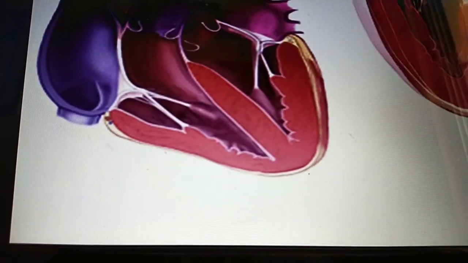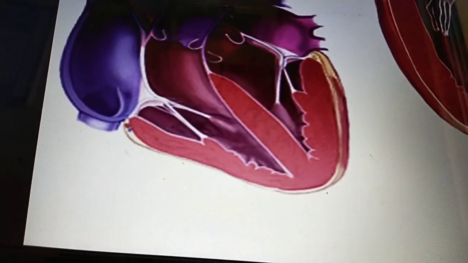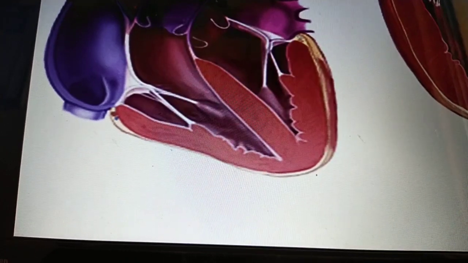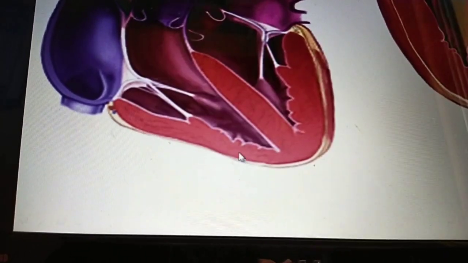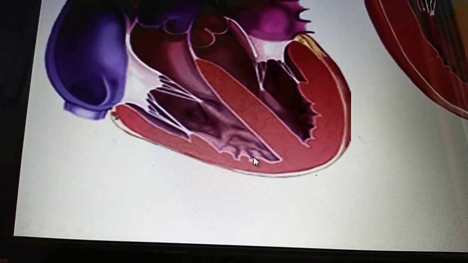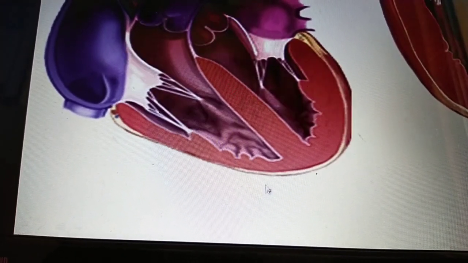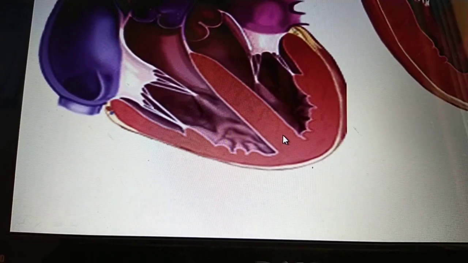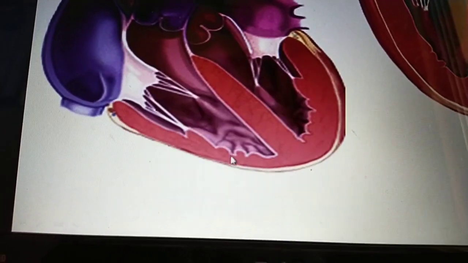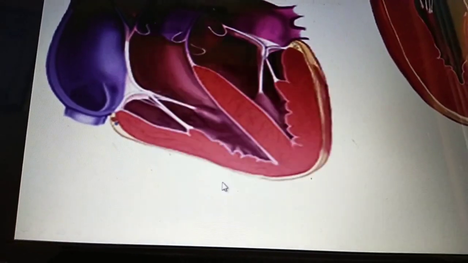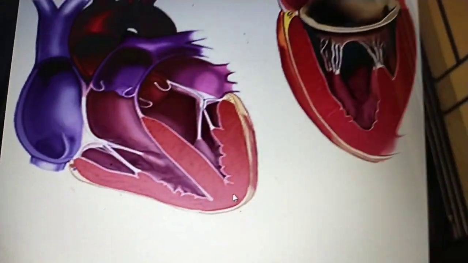Trabeculae carneae are nothing but the inner elevations or thin projections of the inner surface of the ventricle. They are rounded, irregular muscular columns which project from the inner surface of the ventricle of the heart. These are called trabeculae carneae.